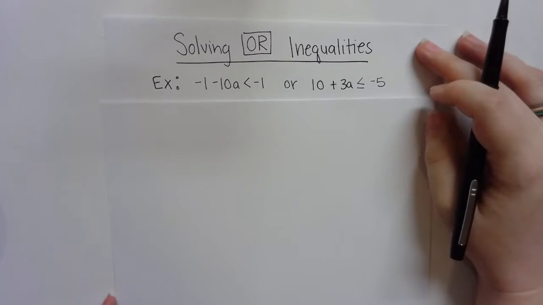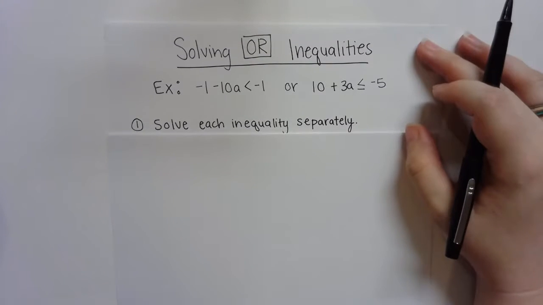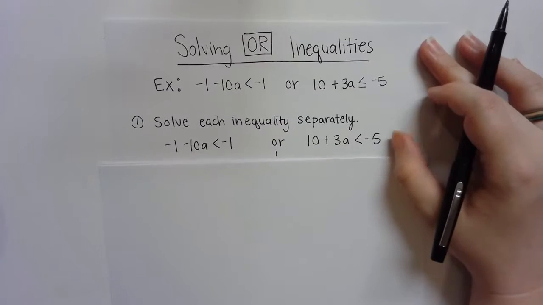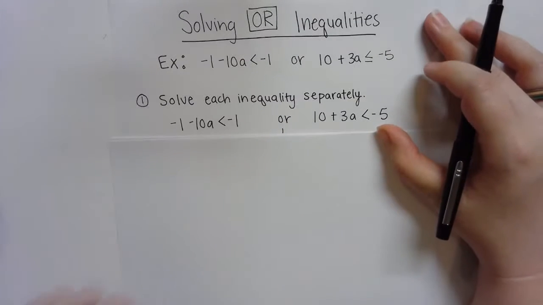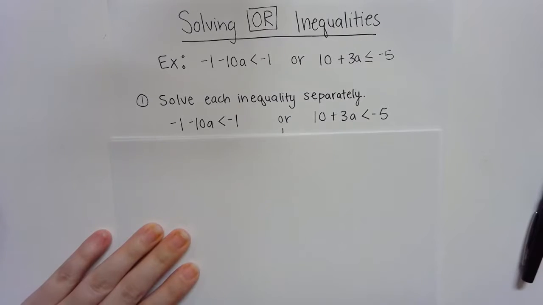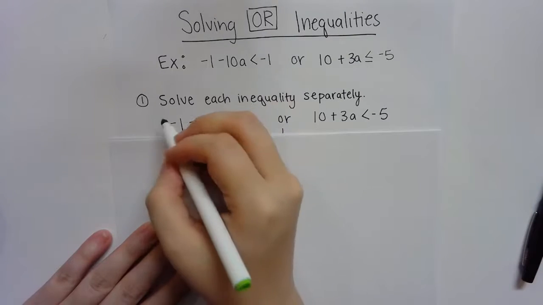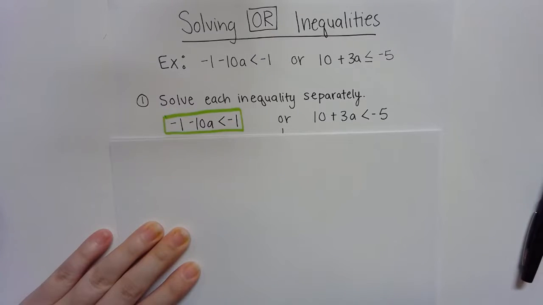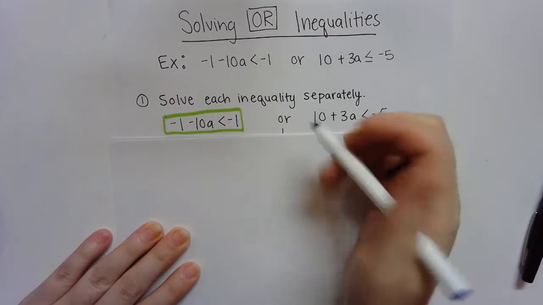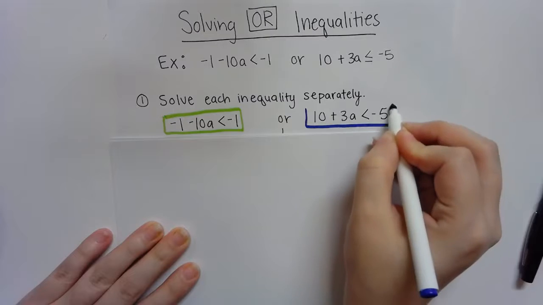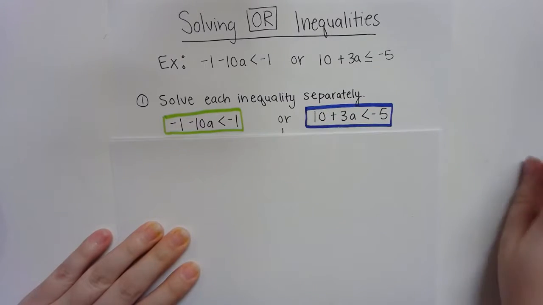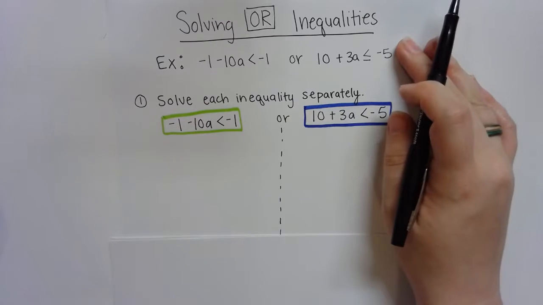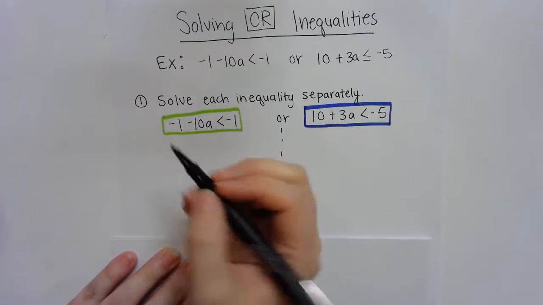That's already done for you in an "or" inequality. So we will just solve each inequality separately. So we already have our two inequalities. So just like the "and," we have one here to solve, and then we have one over here to solve. So this time, we're still going to follow the process. We're still going to do the same inverse operations that we did before to solve an inequality.